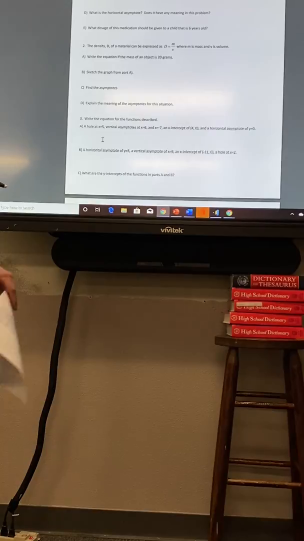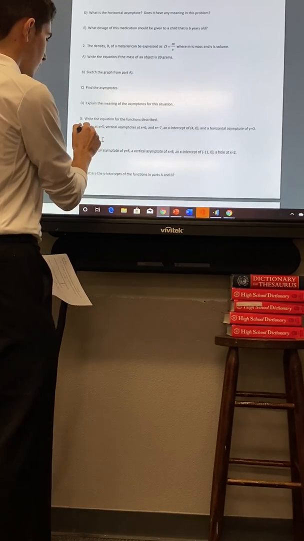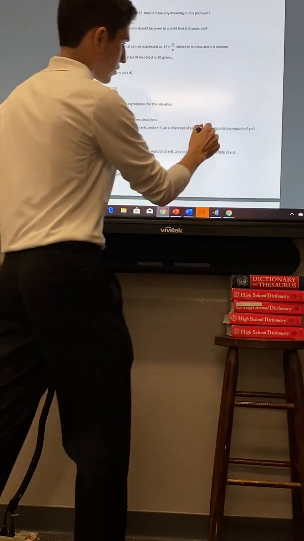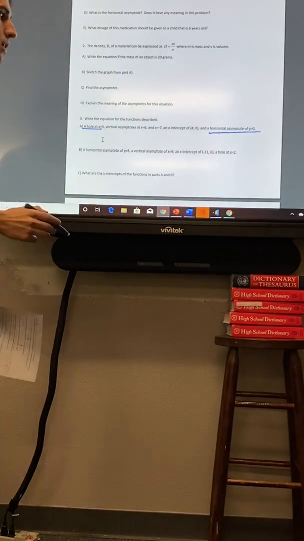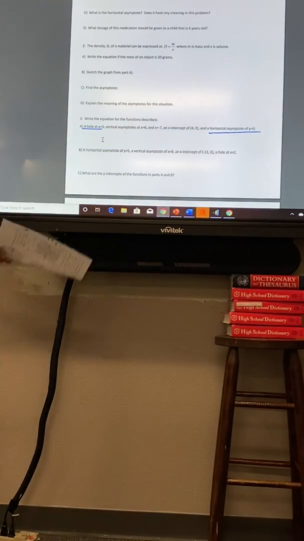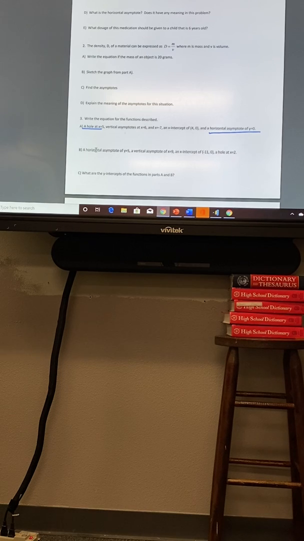And we want to write an equation for the function described as a hole at x equals 5, vertical asymptotes of x equals 6 and negative 7, with an x-intercept at (4, 0), and a horizontal asymptote of y equals 0. So the first thing I look at is I see a hole at x equals 5 and a horizontal asymptote at y equals 0. So I know my degree has to be bigger on the bottom, and I know something is going to have to simplify of x minus 5 on the numerator and denominator.